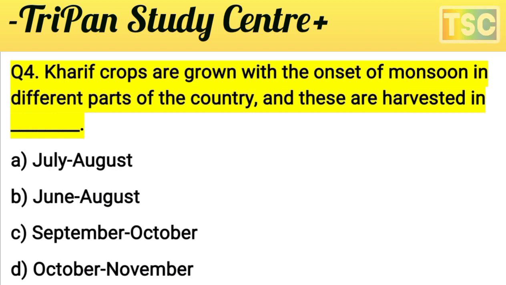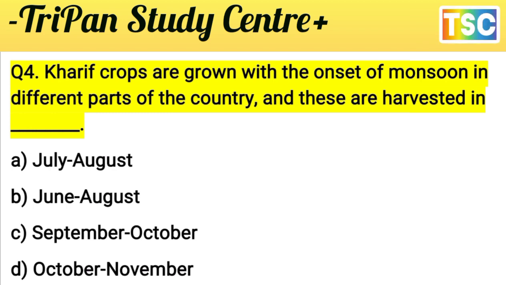Consider October to November: nothing is harvested in that period. It means option C is correct. September, October is the harvesting time period for the kharif crop. That's important. You know that option C is correct.